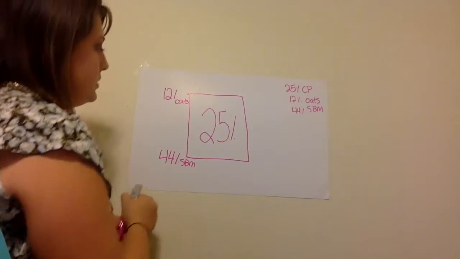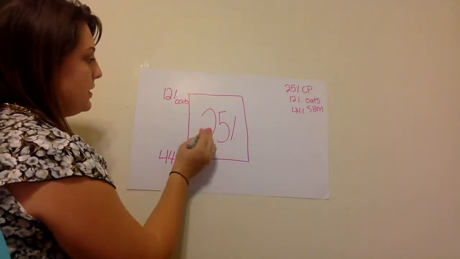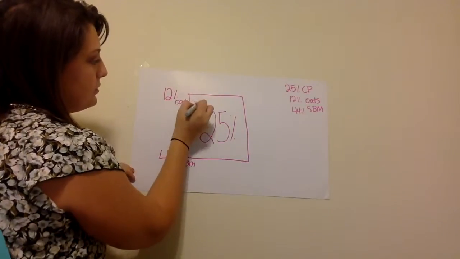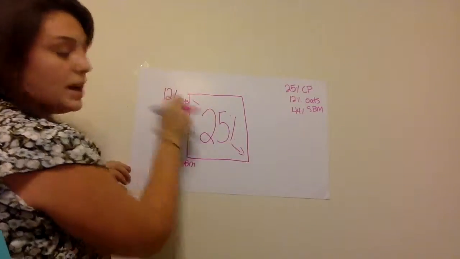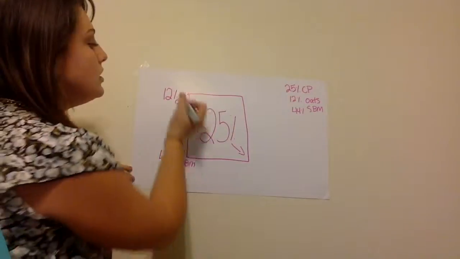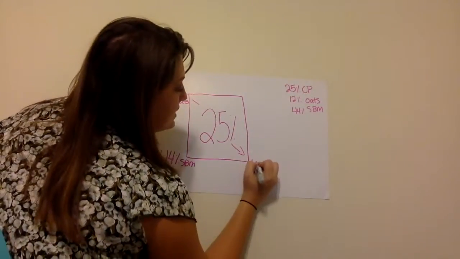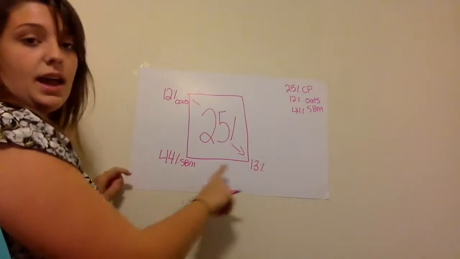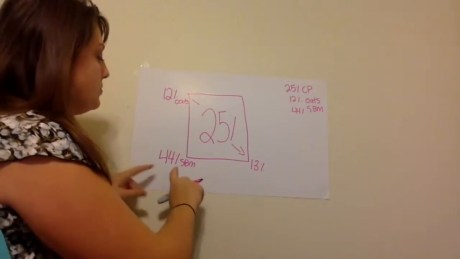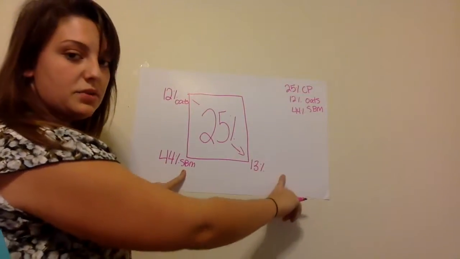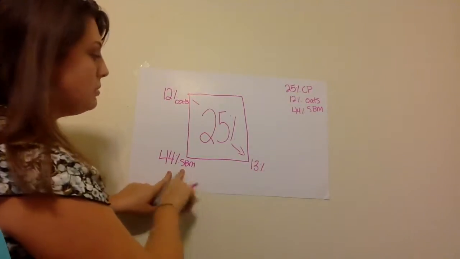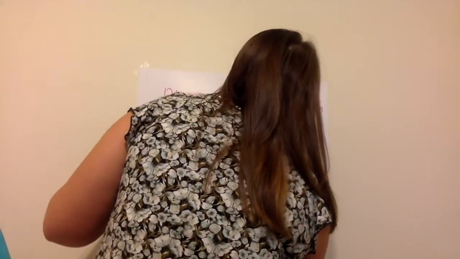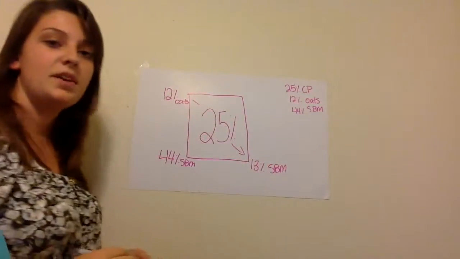So what we do is we're going to do 25 minus 12. And it's going to go down because we're crossing. So when we cross, that gives us 13%. And what would this be? It would be soybean meal because it goes across the bottom. And since soybean meal is on the bottom, now this 13% is the soybean meal.